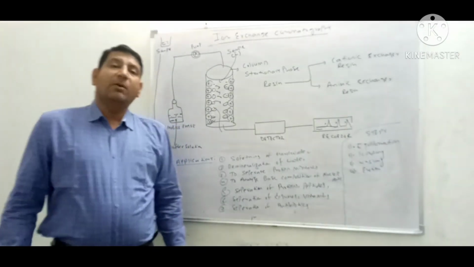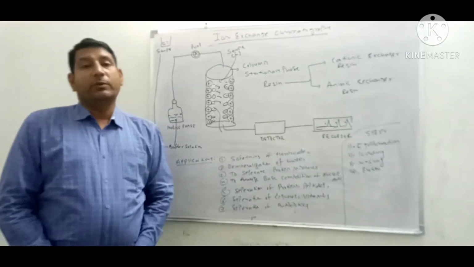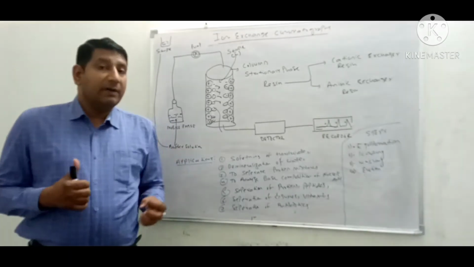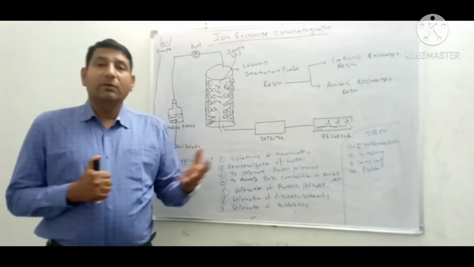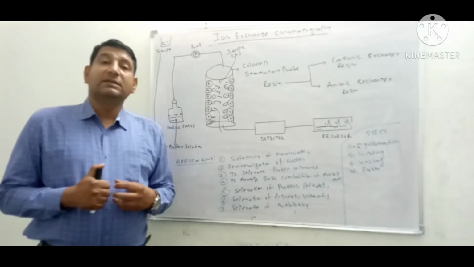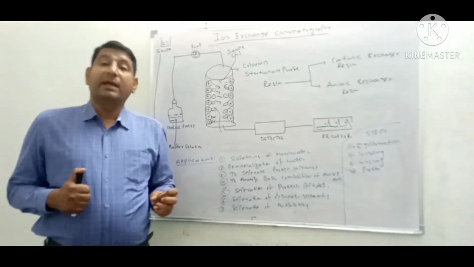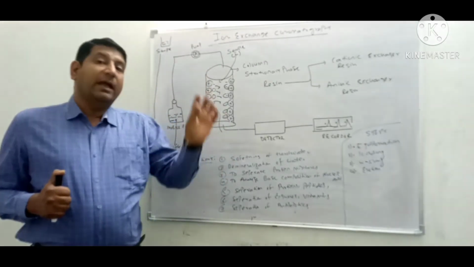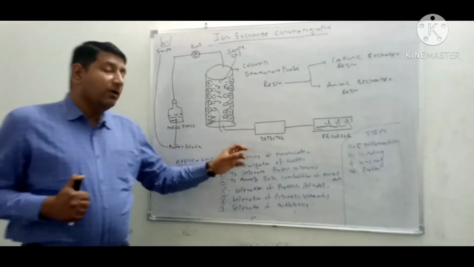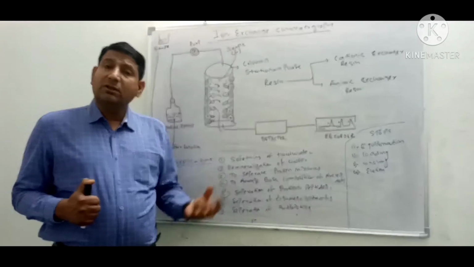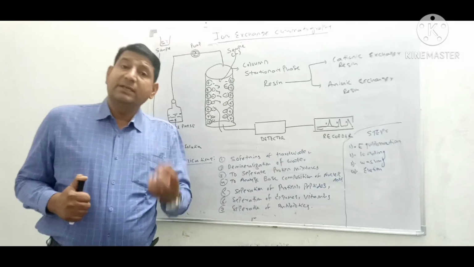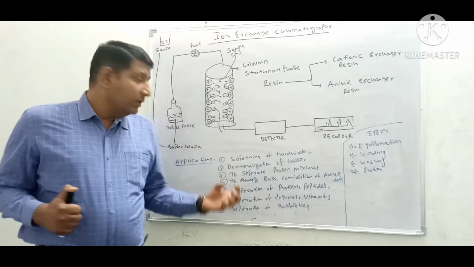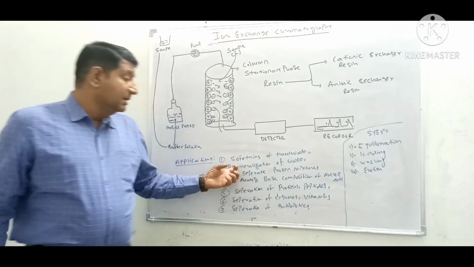Now let us discuss the applications of ion exchange chromatography. Since ion exchange chromatography is based on the exchange of ions, it is used in softening of hard water. In your RO system also there are ion exchange resins which exchange the calcium and magnesium ions with counter ions present in the resin of your water filter. So softening of hard water, demineralization of water: since water contains magnesium and calcium ions, they are removed from water with the help of ion exchange resins.